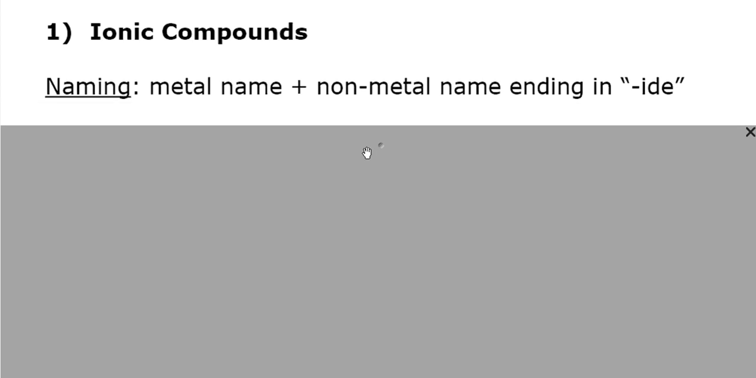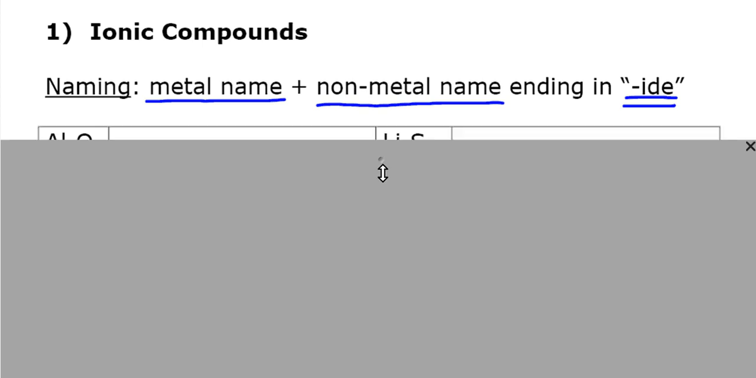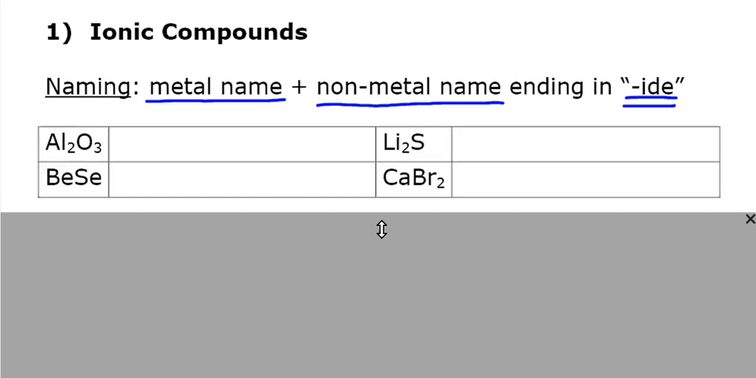So first we're going to take a look at some naming. What's the naming rule? The naming rule is you're going to take the name of the metal, and it always comes first. You don't change it at all from the periodic table. Then you're going to take the nonmetal, name it, but then you're going to change the ending. Instead of its normal ending, it ends in IDE. So no change to the metal name, but the nonmetal name, you have to modify it and change the ending to IDE. So let's take a look at a few examples together and see how this works.